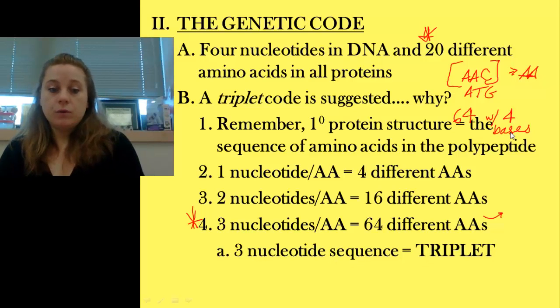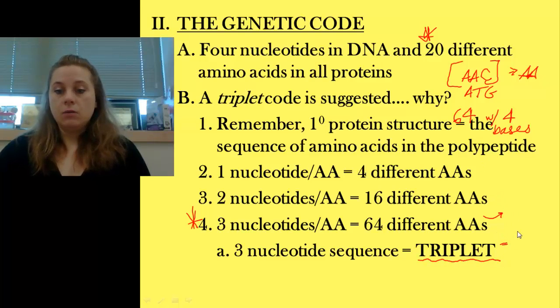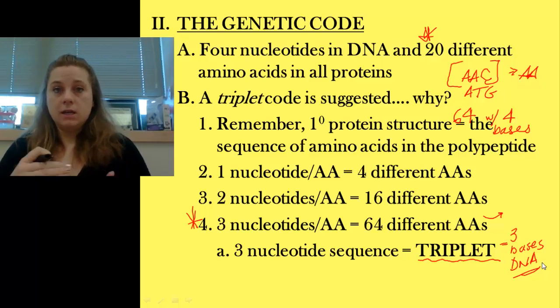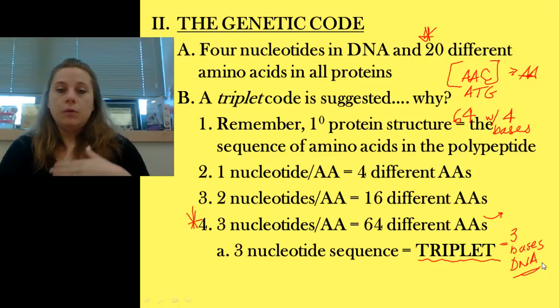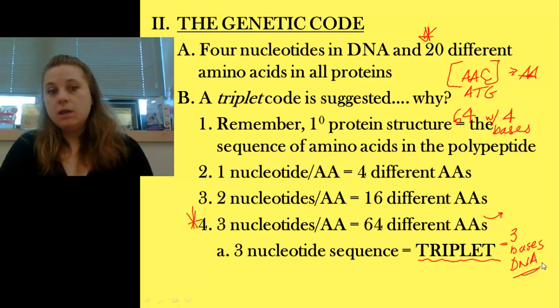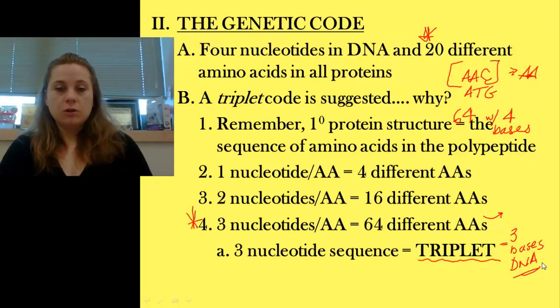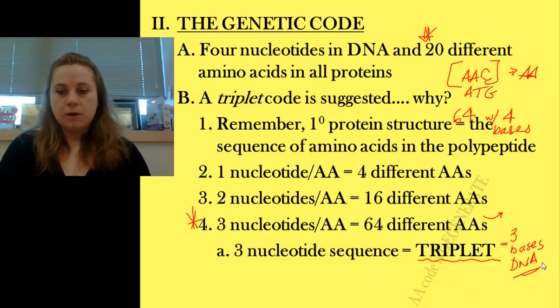So the 3 nucleotide sequence we refer to as a triplet. Here we're going to have some semantics here, okay? This equals 3 bases in DNA, okay? That's really important. The DNA in 3's is a triplet, okay? We'll talk about what the 3 in RNA means and the 3 in a different form of RNA. So there's different terms we use depending on which molecule we're talking about with the 3 base pairs.